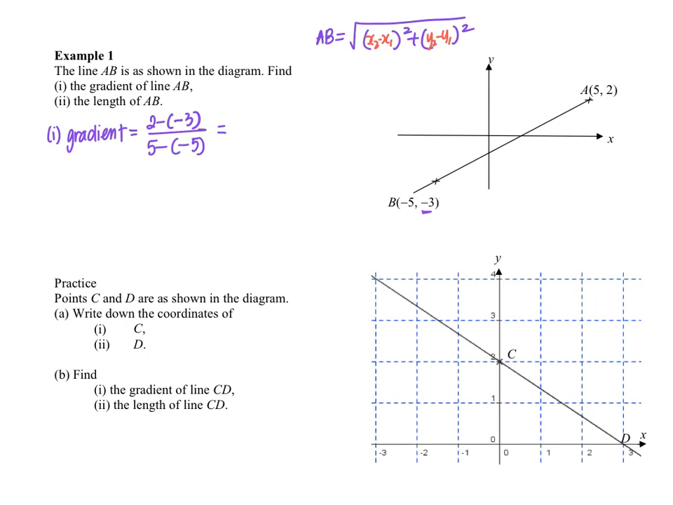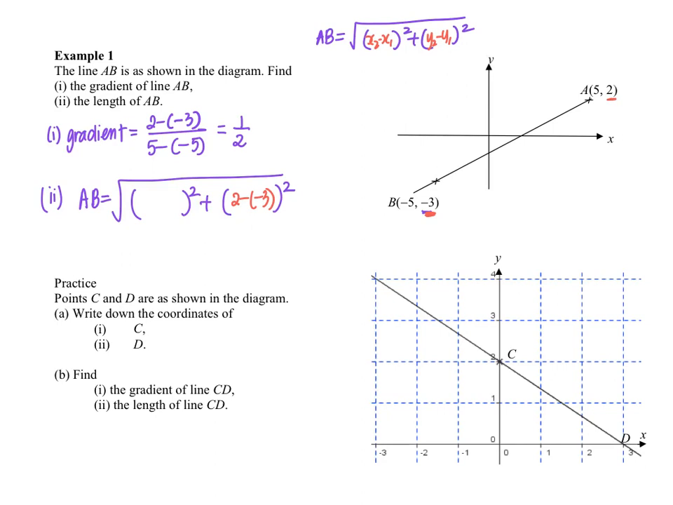The answer is half. Next one, part 2. Find the length of the line segment AB. So AB in this case will be square root of something squared plus something squared. And in between we have y2 minus y1, 2 minus negative 3.